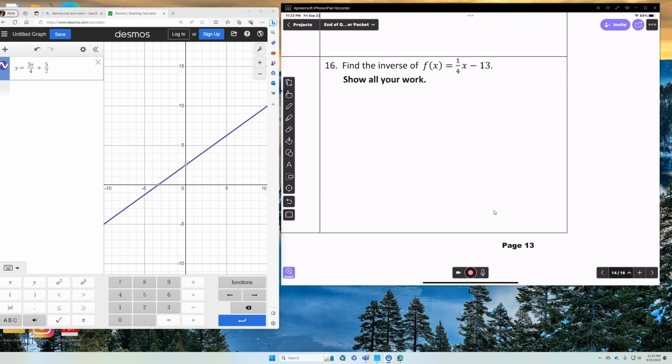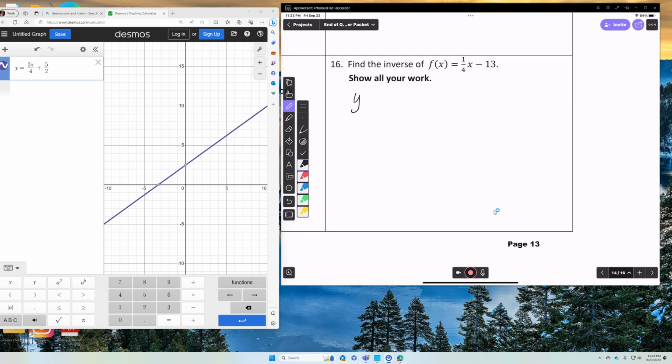find the inverse. So first I'm going to write y equals 1/4 x minus 13. And with the y and x, we're going to switch. So we have x equals 1/4 y minus 13. Now we need to solve for y. So you add 13 to both sides. So you get x plus 13 equals 1/4 y. And we know that the negative 13s cancel. Then we multiply times 4. You multiply times 4. These cancel.